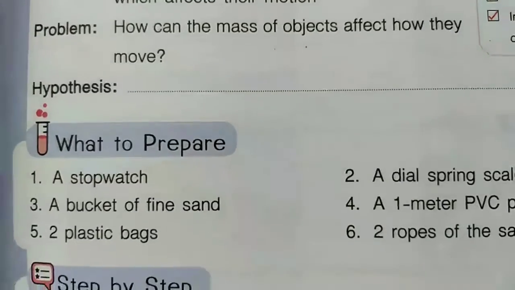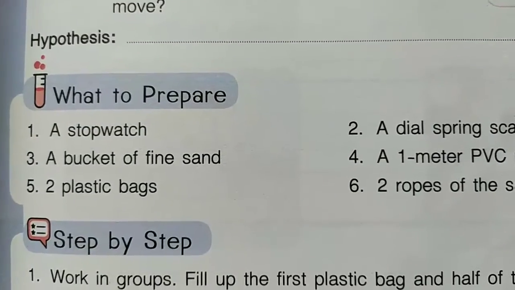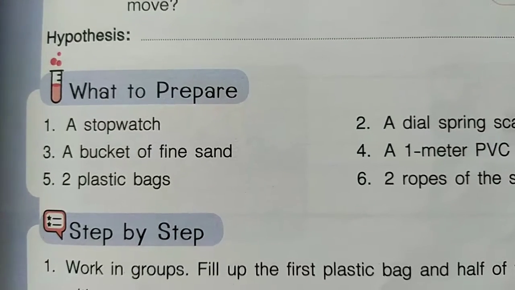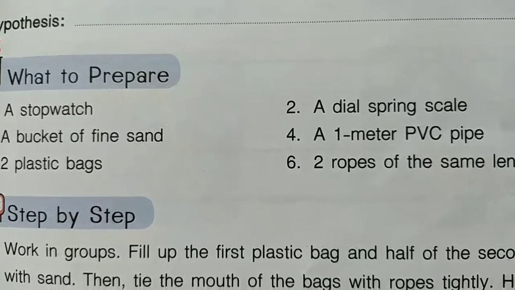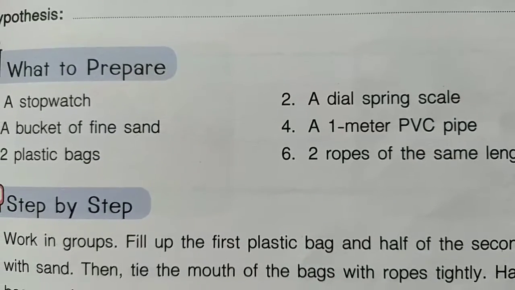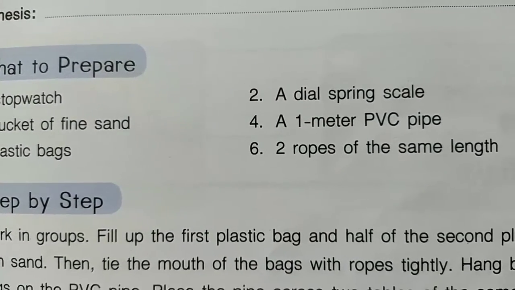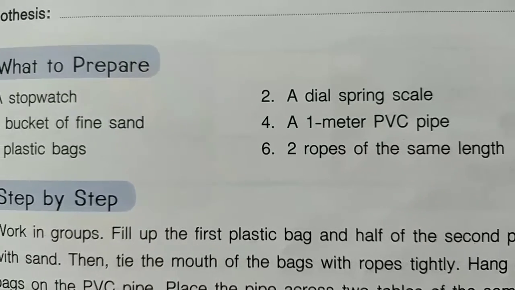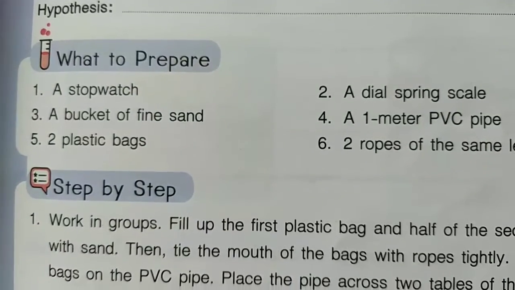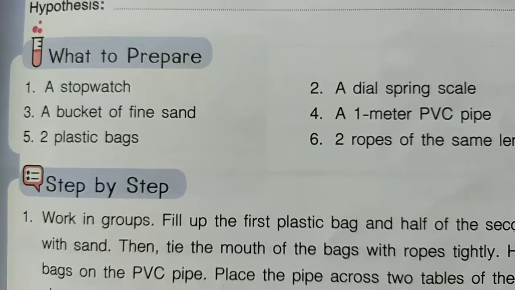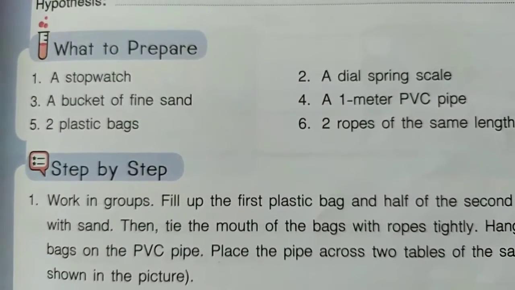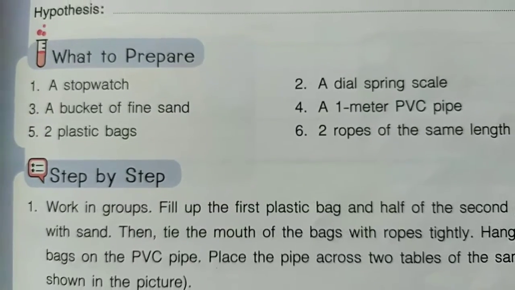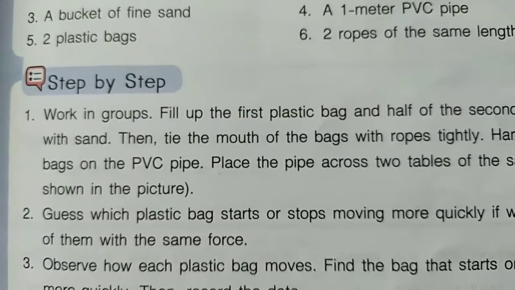All right. So what to prepare? A stopwatch, a bucket of fine sand, 2 plastic bags, a dial spring scale, a 1 meter PVC pipe, 2 ropes of the same length. Well, I don't have most of the material, so we are going to revise this activity as long as we will meet the objective and the learning.